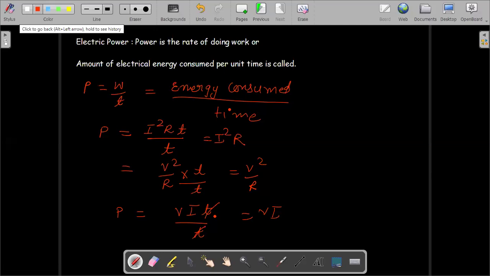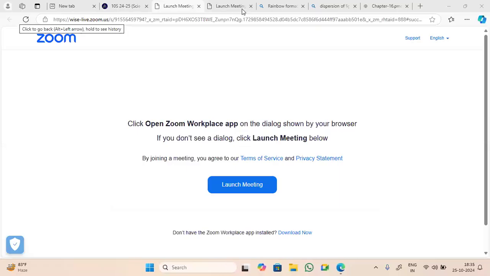So this is the electric power we got. Now let's try to see where all we can use which formulas, with some of the questions. Then we'll come to the only topic which is left, that is commercial unit of power. So let's try to solve a few questions here.